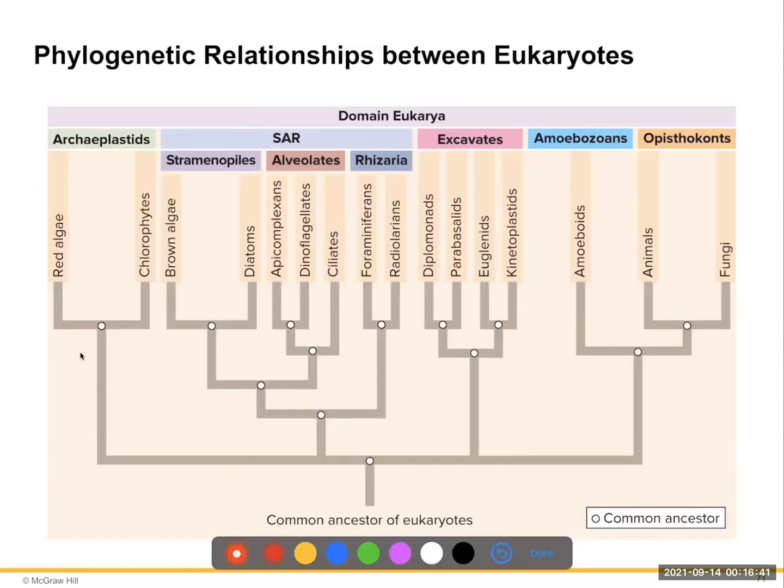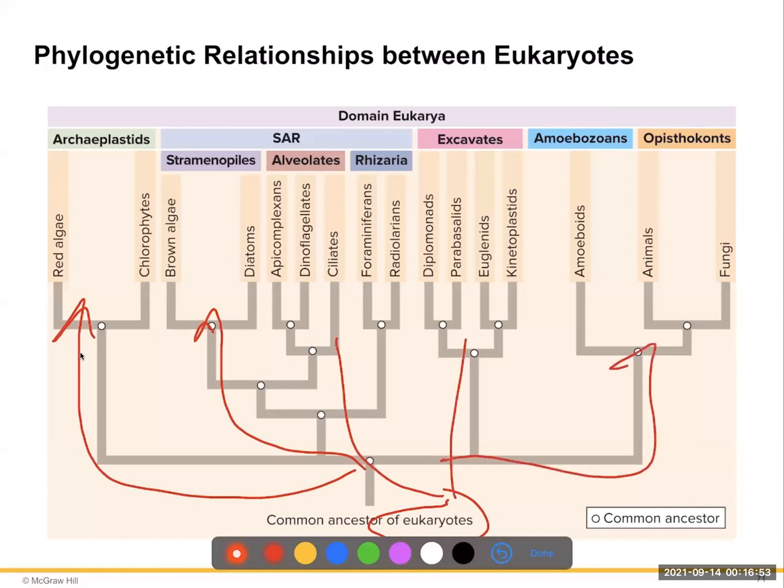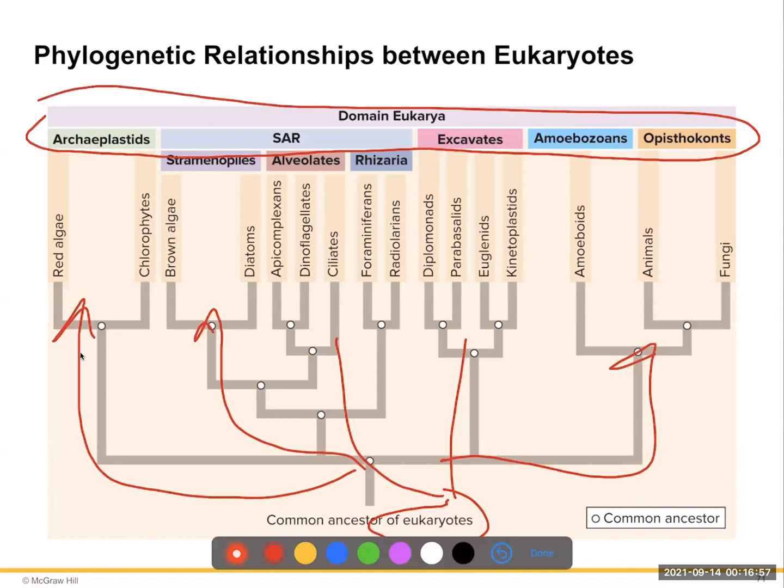A family tree, basically, of eukaryotes, where they branch into the red algae, the chlorophytes, brown algae, diatoms. You can see the branches that they form of all the different domain groups. So you have one eukaryote that branches into all those different areas.